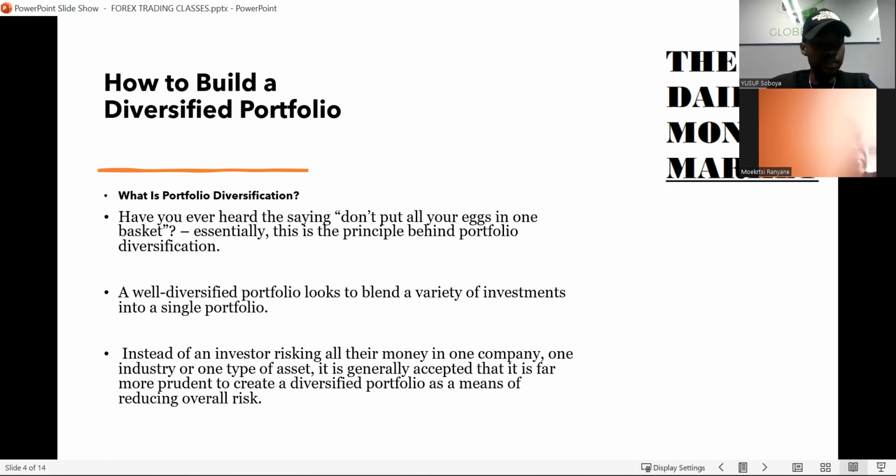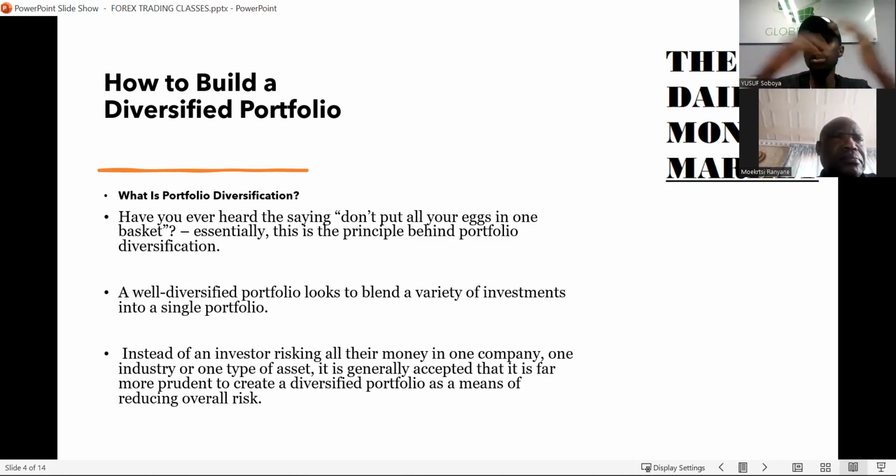When you get into the global investment market, you can diversify, investing your money in different products, in different scenarios. That's another strategy that you can use to make good money on your business or on your investment, right? So have you ever heard the saying, don't put all your eggs in one basket? Essentially, this is the principle behind portfolio diversification.